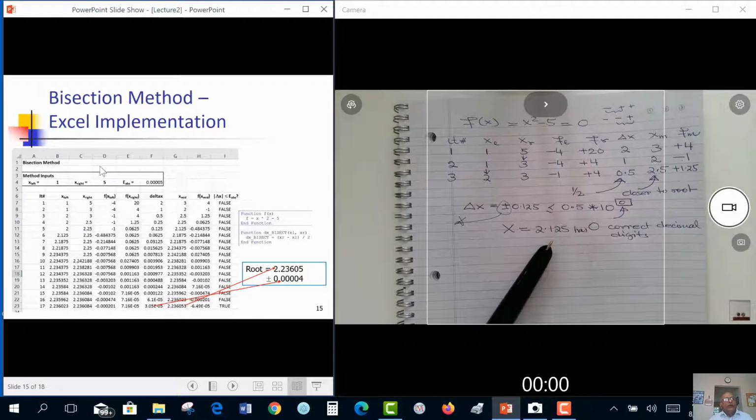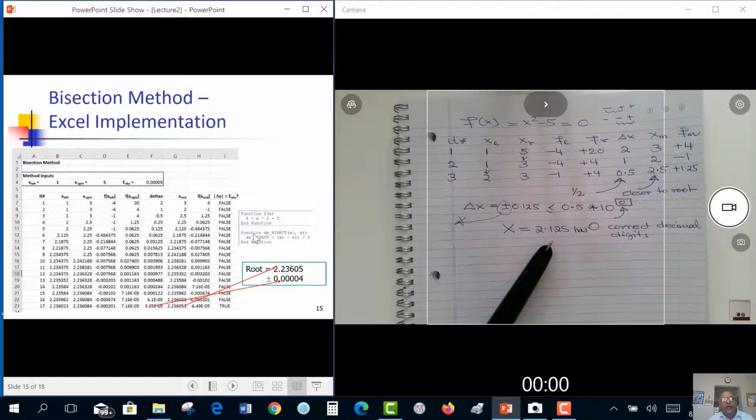So this is what you are going to do in Monday's lab. You are going to set up the bisection method. You're going to set up a table and put in your inputs. So in my case, for instance, I have a function x squared minus 5. This is what we have been dealing with in the class.